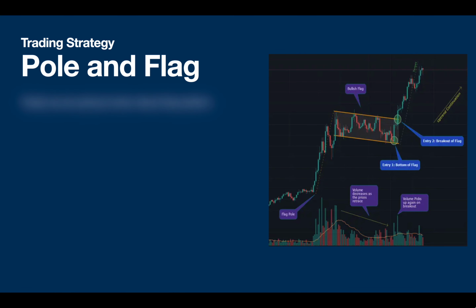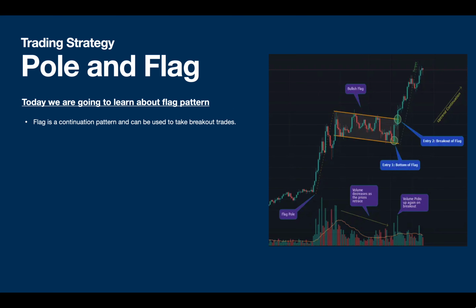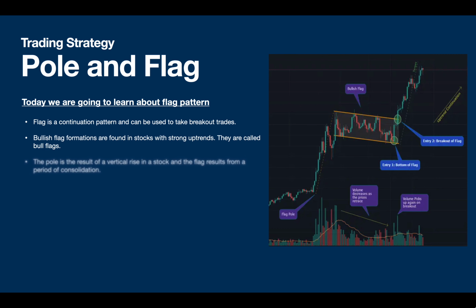Today we are going to learn about the flag pattern. The flag pattern is actually a continuation pattern and can be used to take a breakout trade. Bullish flag formations are found in a stock with a strong uptrend. They are called bull flags because the pattern resembles a flag on a pole. The pole is a result of a vertical rise in a stock and the flag results from the period of consolidation.